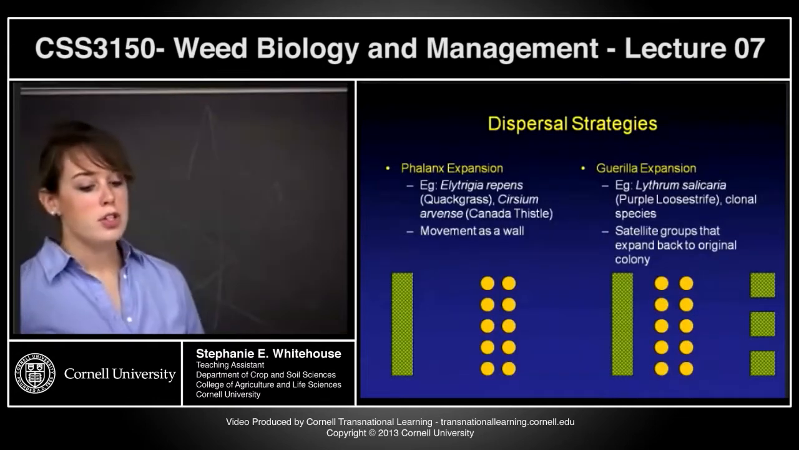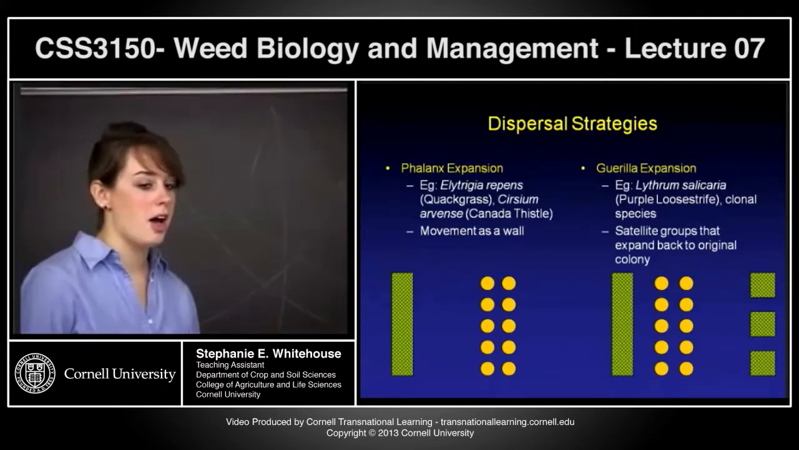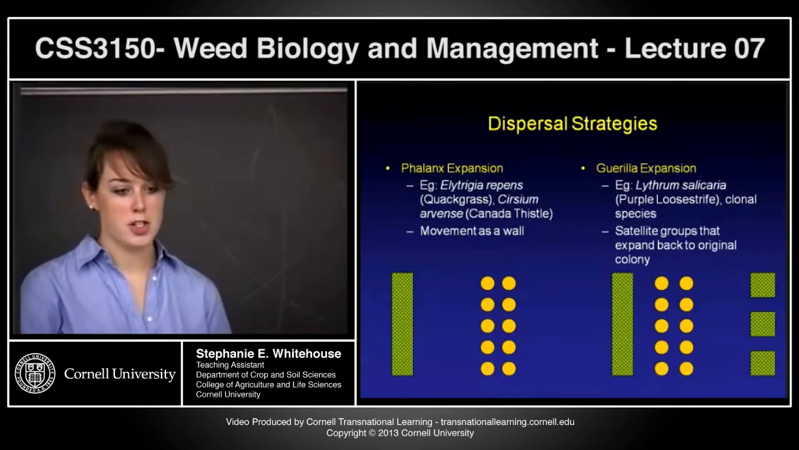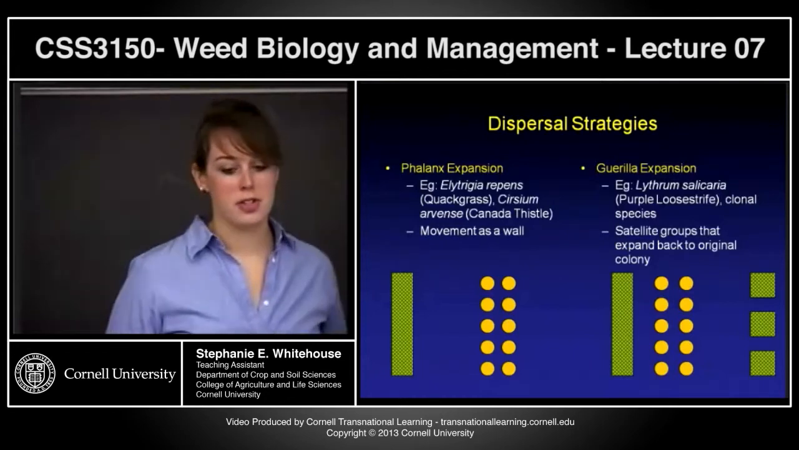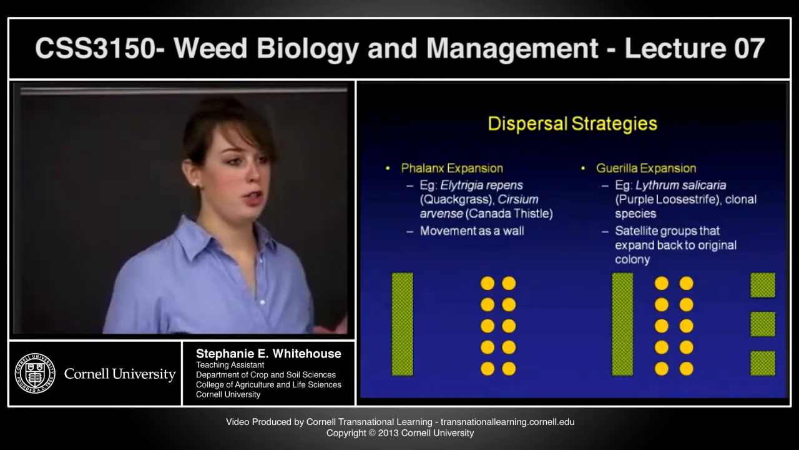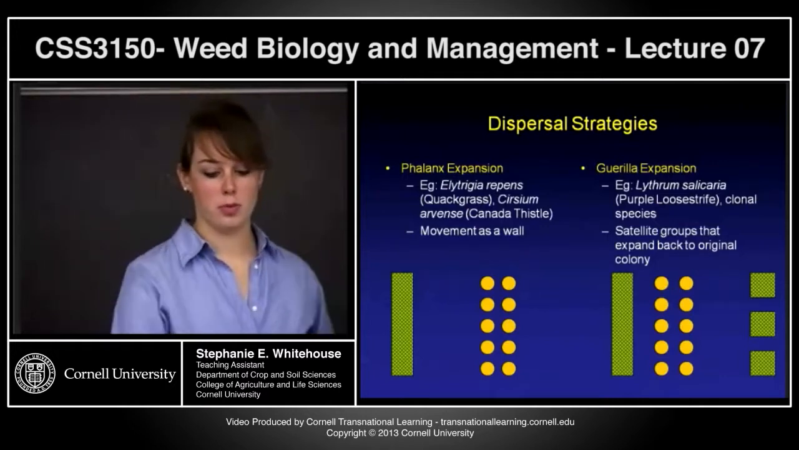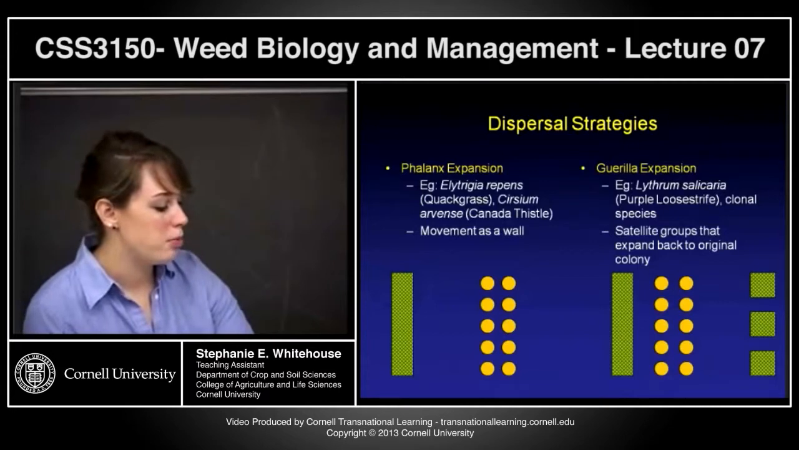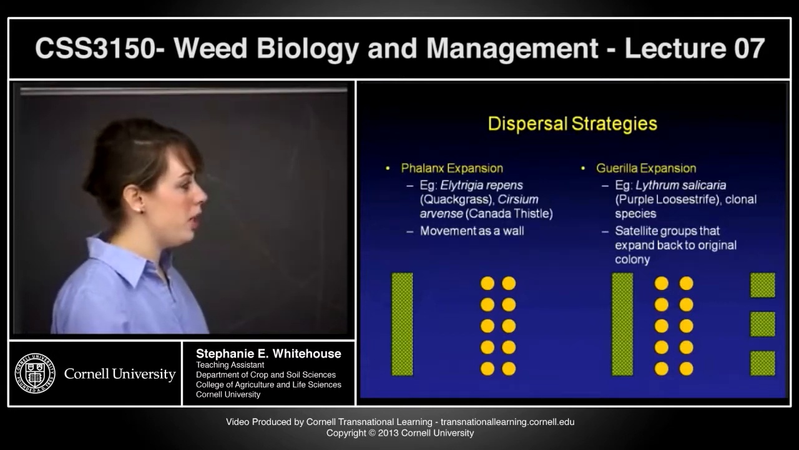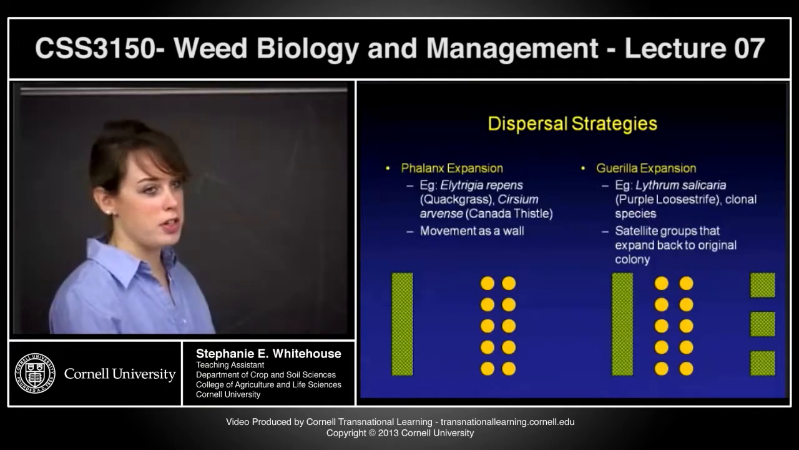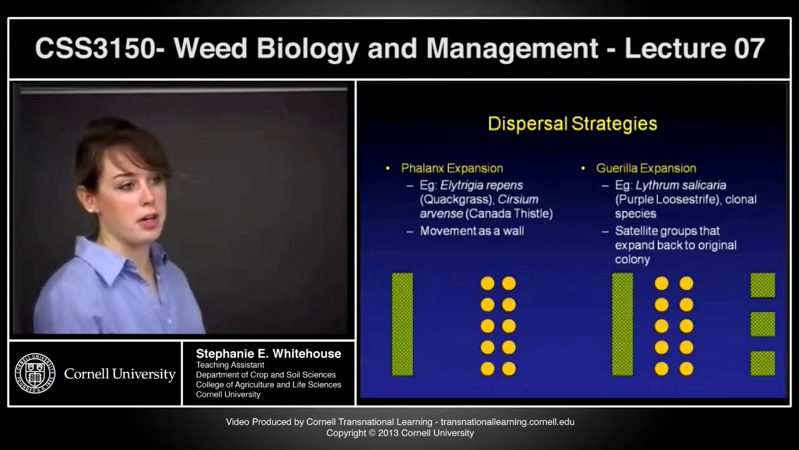Okay. There are two main dispersal strategies of weeds. First is the phalanx expansion, and then there's guerrilla expansion. Looking first at phalanx, this is common in quackgrass and in Canada thistle. From your original colony, your colony just moves forth as a wall. If the green bar is our quackgrass or Canada thistle, and the yellow dots are our field or a new area of colonization, your phalanx expansion is just going to occur and move to the new area.